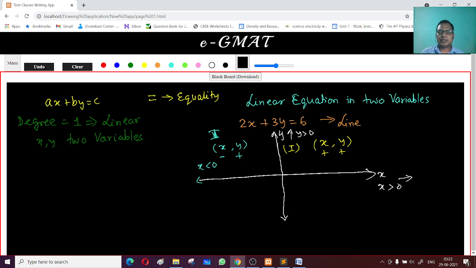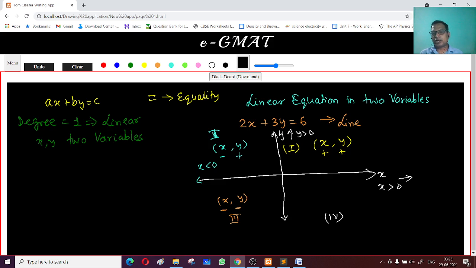Now let me call this my third quadrant. In the third quadrant, x comma y, let's try to see the sign of each. You see that x is negative on this side and y is also negative. So this is negative and this is also negative. Then I have got my fourth quadrant, right?